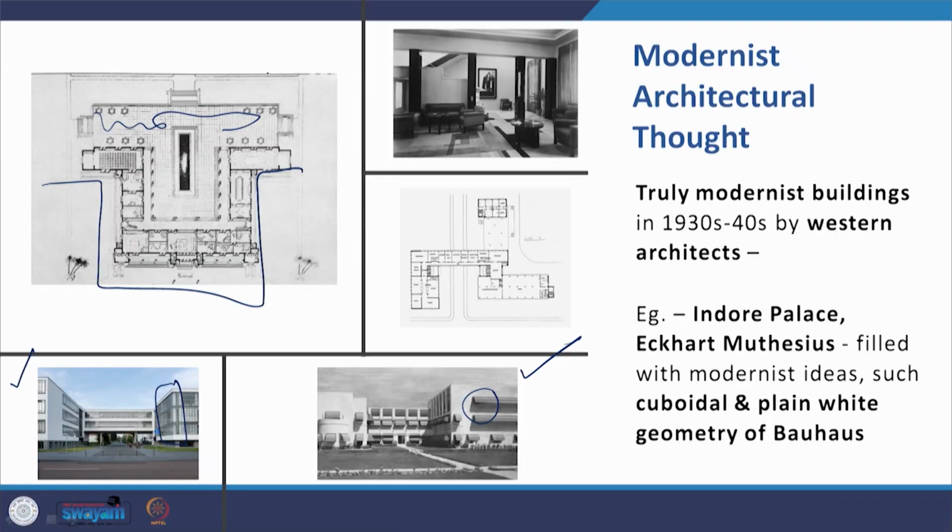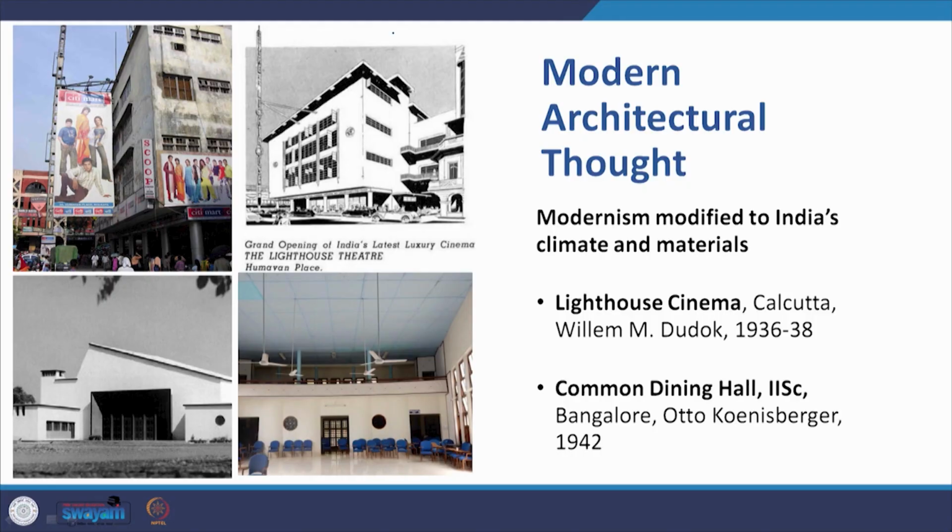So again you can compare this somewhat symmetrical plan of Muthesius with the overall functional organization of Bauhaus, and this is an interior shot of the Indore Palace. And if you were to look at other images of interiors of modernist architecture of the time, you would be able to relate it with that. Then there was modernism modified to India's climate and materials.